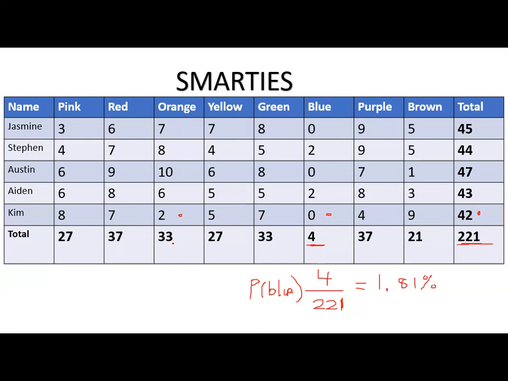Who knows? But we can use this. We have a pretty good sample size here once we added all 5 together. Other than this blue one, they're all fairly close. They're in the 20s to 30s, something like that. The brown ones are a little bit low as well. But for the most part, it's either 27, 33, or 37, with the exception of our 2 little outliers here.